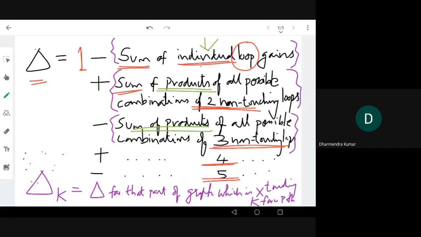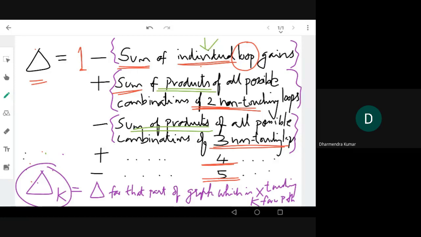Okay. So if you know how to calculate delta, we can calculate delta 1, delta 2, delta 3. How? Because for delta k we are taking the delta for only that part of the graph which is not touching the kth forward path. Okay. So delta k is related to pk. If we are considering the kth forward path, delta k is delta for all the other paths which are not touching the kth forward path. Okay, so please write this equation first, then when we apply it you'll have better understanding.